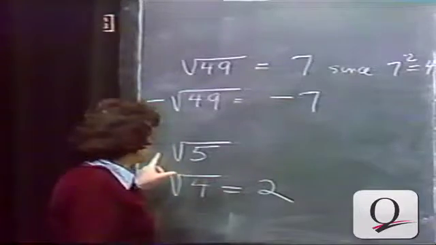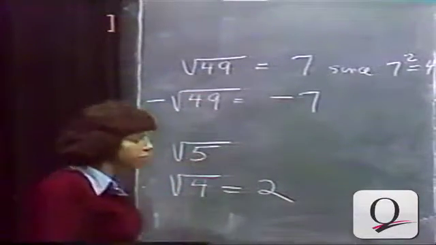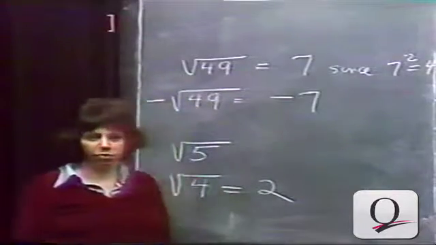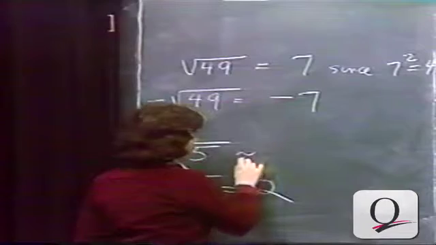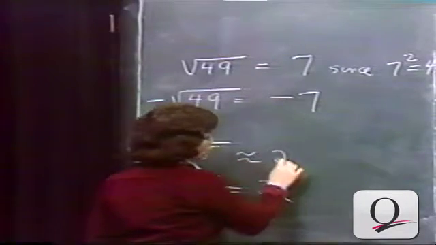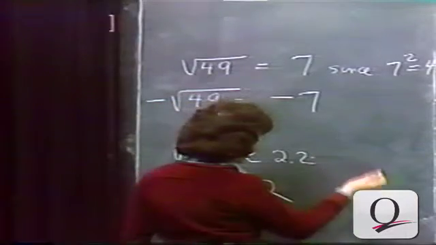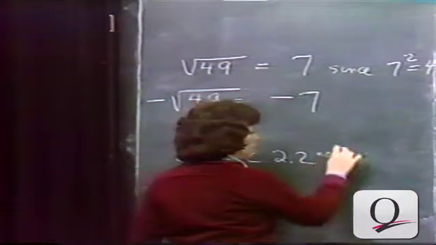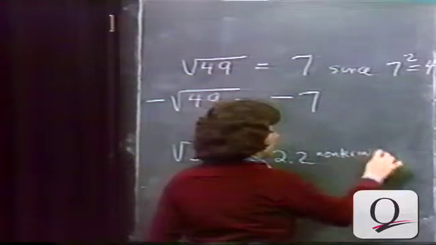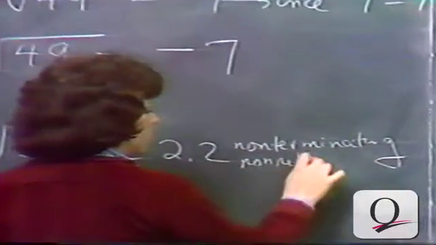Okay, the square root of 5, however, is not rational. It has a decimal representation which never terminates and never repeats. It goes on forever. It's approximately equal to 2.2 something, and it goes on. It doesn't terminate. It doesn't repeat. It keeps going on forever. Non-terminating, non-repeating decimal.